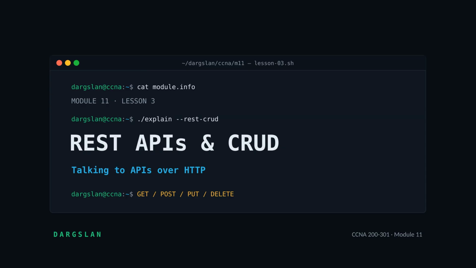Today, we're opening Lesson 3 of Module 11, and it's a good one. We're going to unpack REST APIs and CRUD, essentially how modern network tools talk to each other using nothing more than HTTP and a bit of structured data. By the end, the four verbs you see down there, get, post, put, and delete, will feel like second nature.